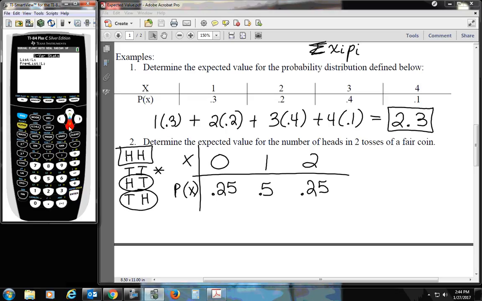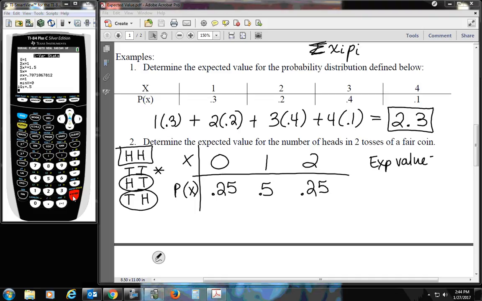So I really don't have any changes to make there. I just calculate it, and you can see that I have an expected value of 1. Okay, so expected value for this scenario would be 1.